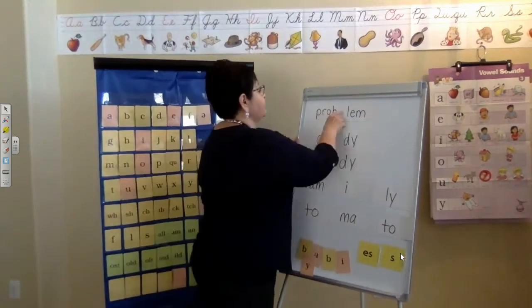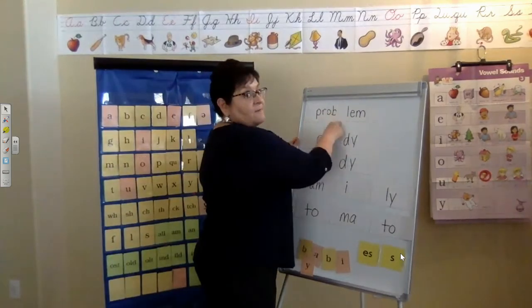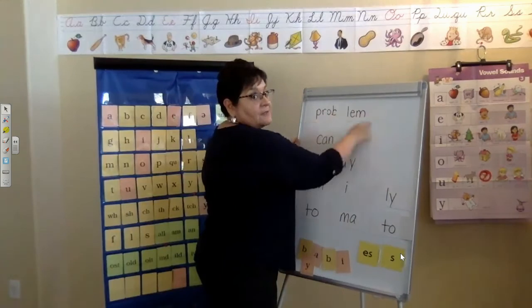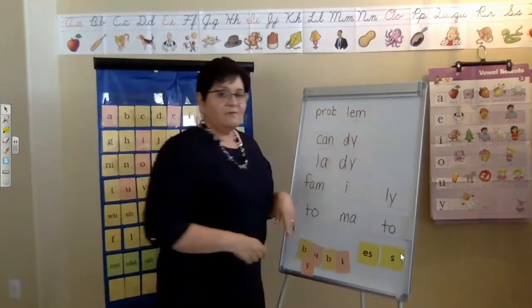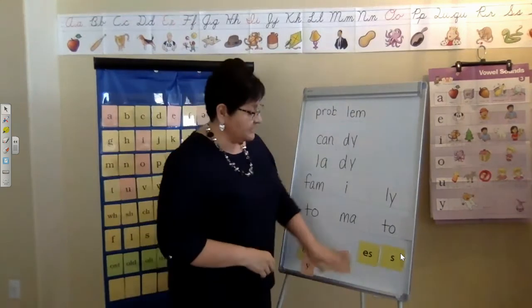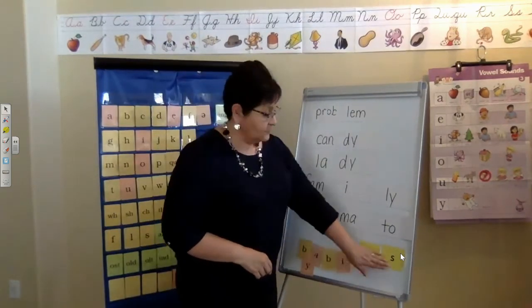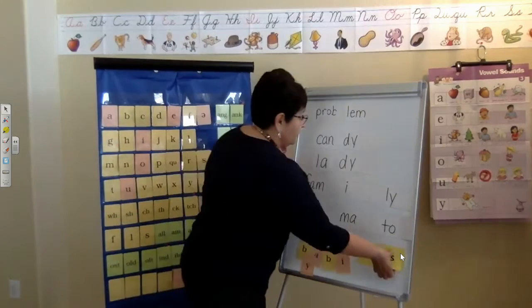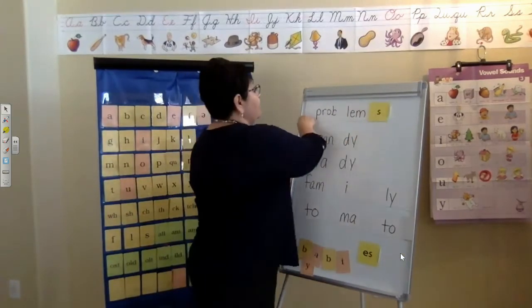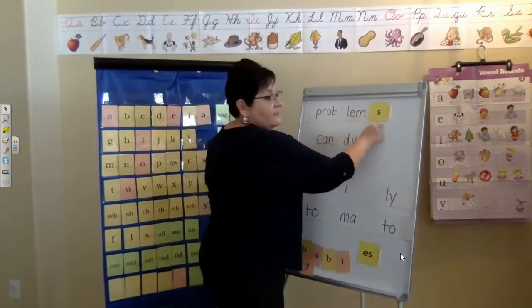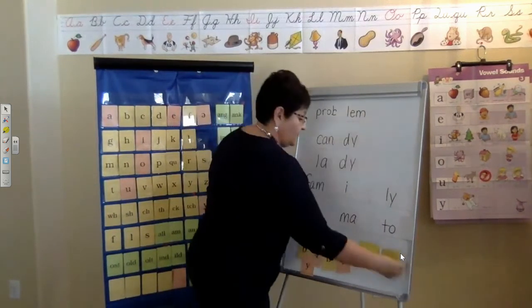Here we go. Let's read this word. Let's read it together. Problem. I have more than one problem. What am I going to add? ES or suffix S? That's right. Now read it with me, base word, whole word. Problem, problems. That worked out pretty well.